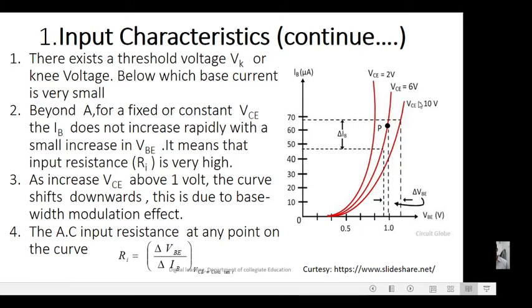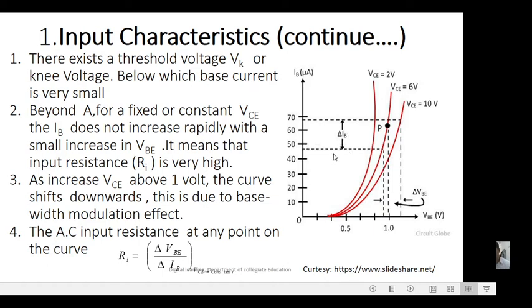Here there are different voltages. So VCE is equal to 10 volts, this is one curve, and VCE is 0 volts, and VCE is equal to 2 volts. There are three curves. These three curves are not linear; these are the non-linear curves.